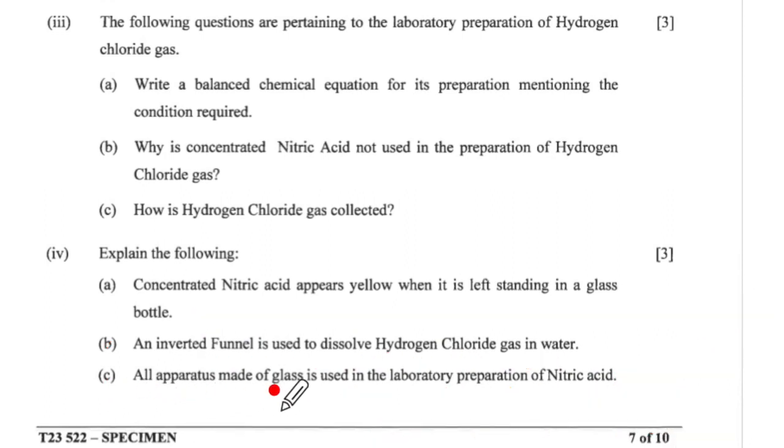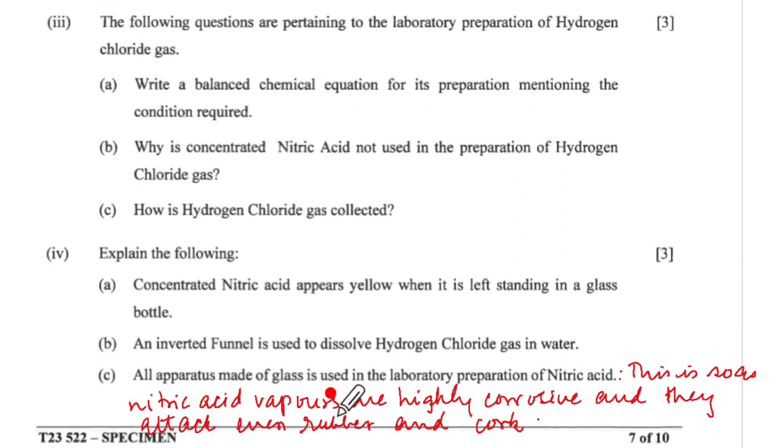C. All apparatus made of glass is used in the laboratory preparation of nitric acid. Now you will say this is so as nitric acid vapors are highly corrosive and they attack even the rubber and the cork, and therefore it will be safer to use all glass apparatus.